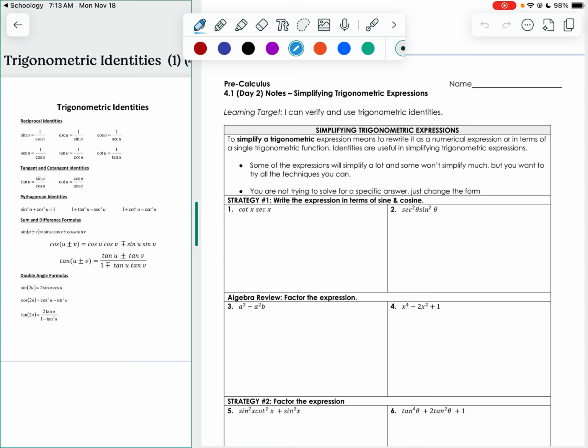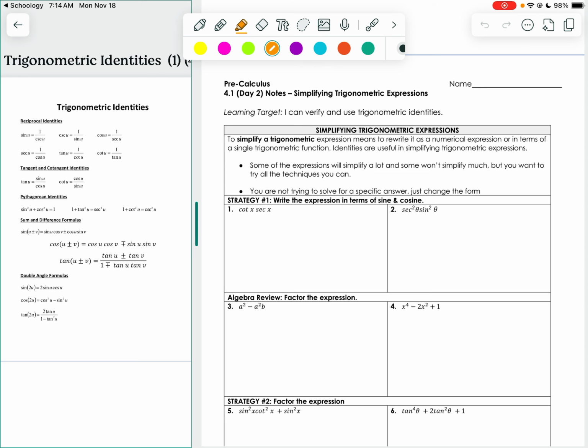Just to give you a reminder, when you're simplifying, you're not solving for anything, right? You're just trying to break your expression down into the simplest form that it can be. Typically that's trying to get it down to one term. Maybe it's not one term, but it's the most simple that you can make it. Again, you're not solving for anything specific, you're just changing the form. So, a couple strategies.